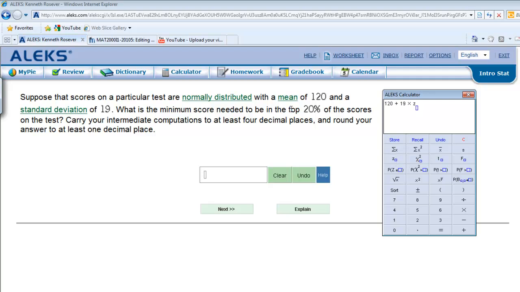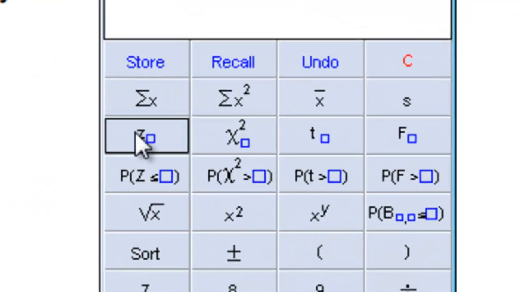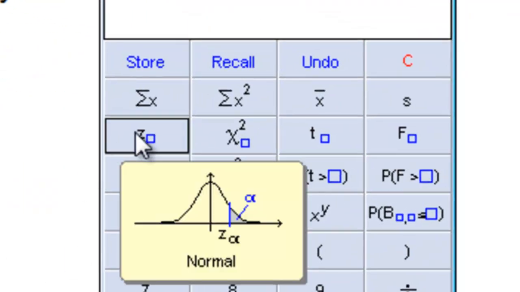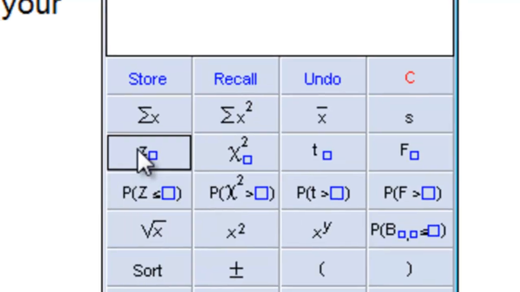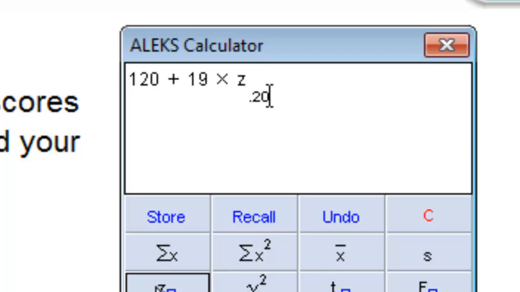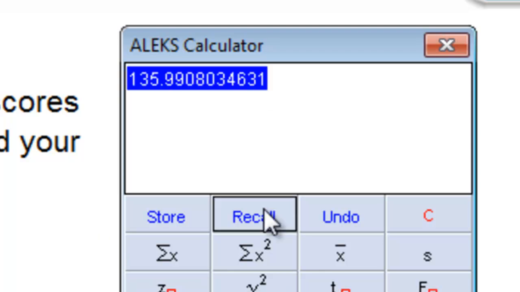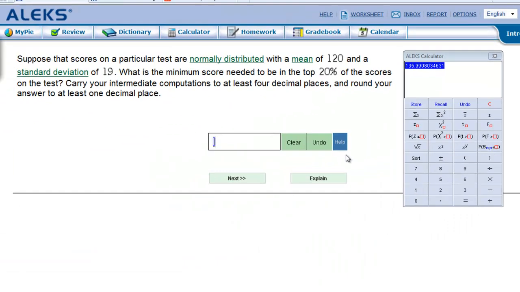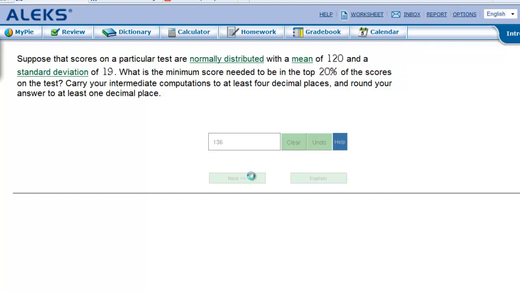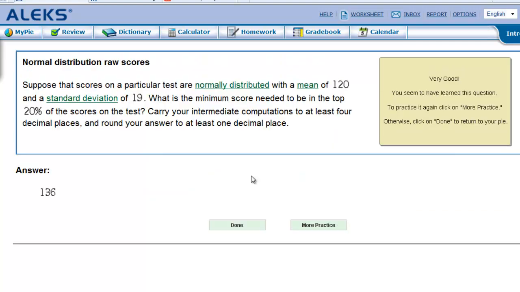Okay, that little z box, I'm going to have to fill in based on what they're asking for. Now, since they're asking for the top 20%, I put in 0.20. If they were asking for the bottom 20%, I would put in 0.80, because for this button, the shading is on the right, so we always measure our percentage from the right. Okay, so I'm going to put in 0.20, and my answer is 135.99, which we'll call 136. There we go. All right, very straightforward.